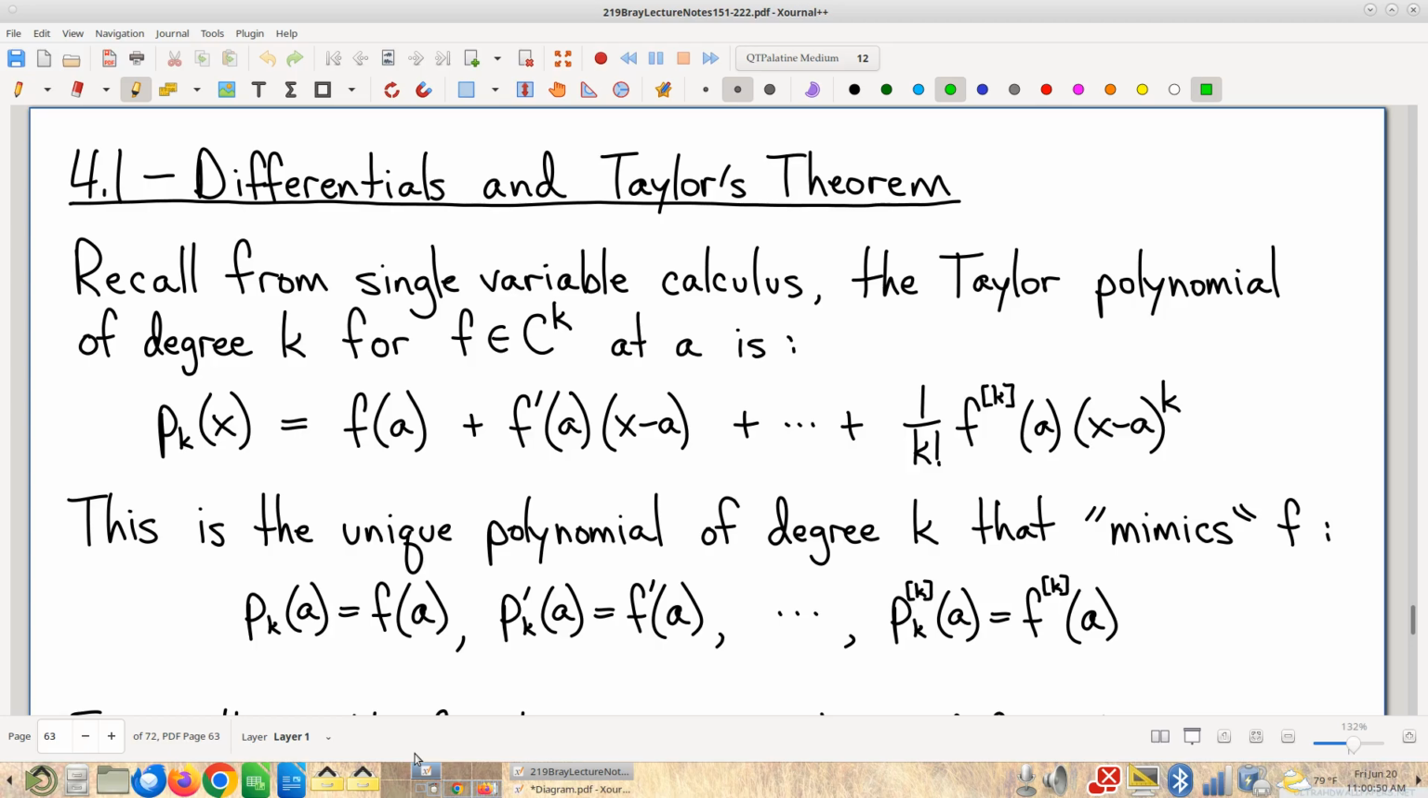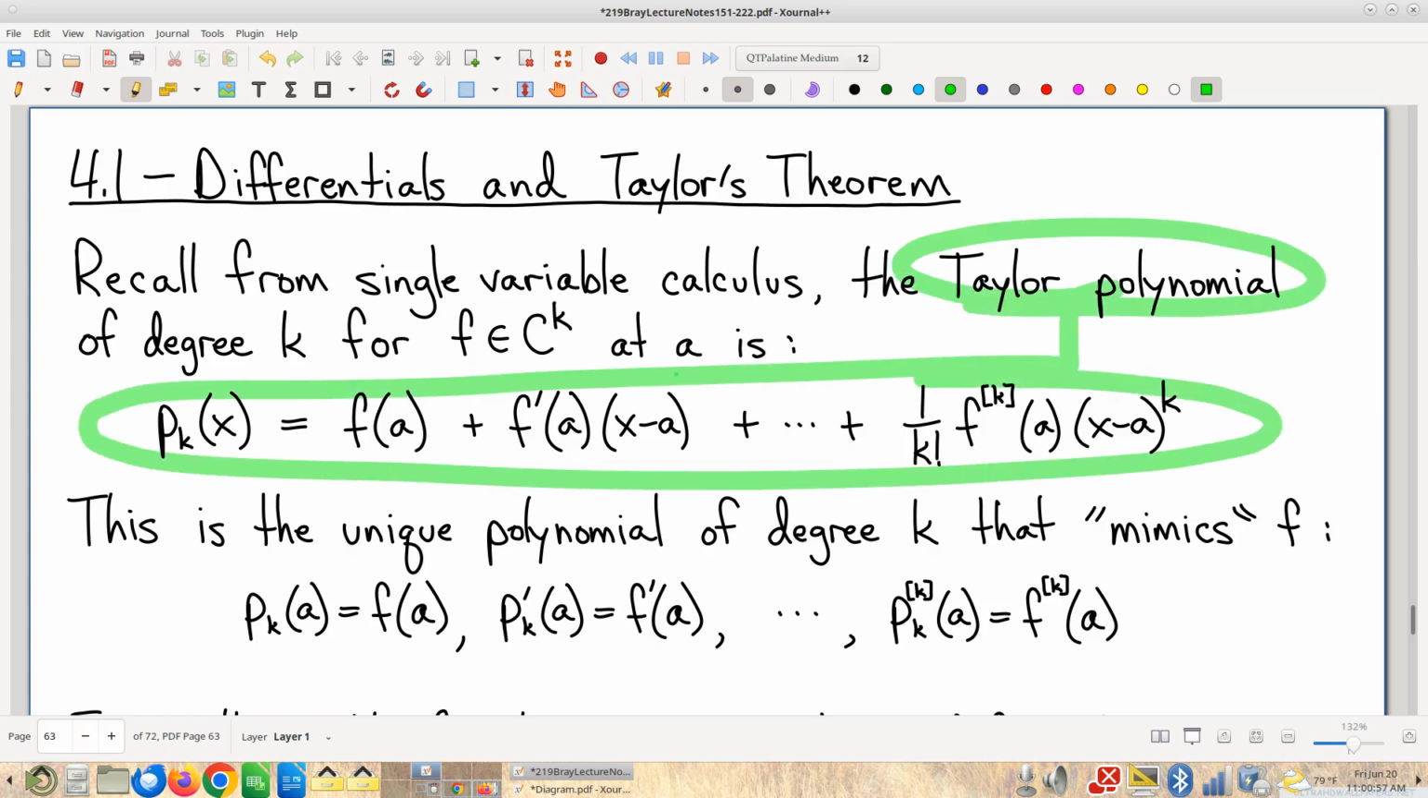Picking up. 4.1 is really very short. Now, I know y'all remember this thing called the Taylor polynomial. Right? There's various different takes on what is it about the Taylor polynomial that's so interesting. And here's the take I'm going to give you. The Taylor polynomial is the unique polynomial of degree k that mimics the function f at the point a that we're interested in.